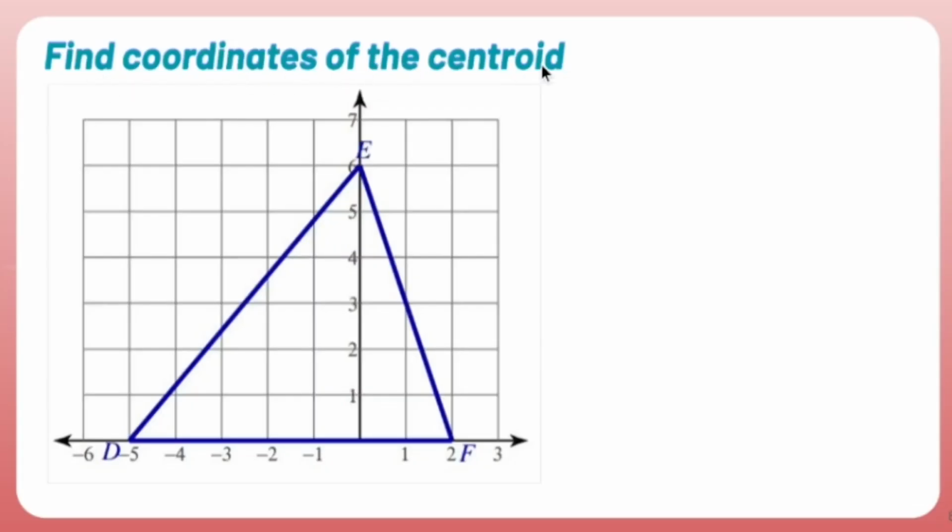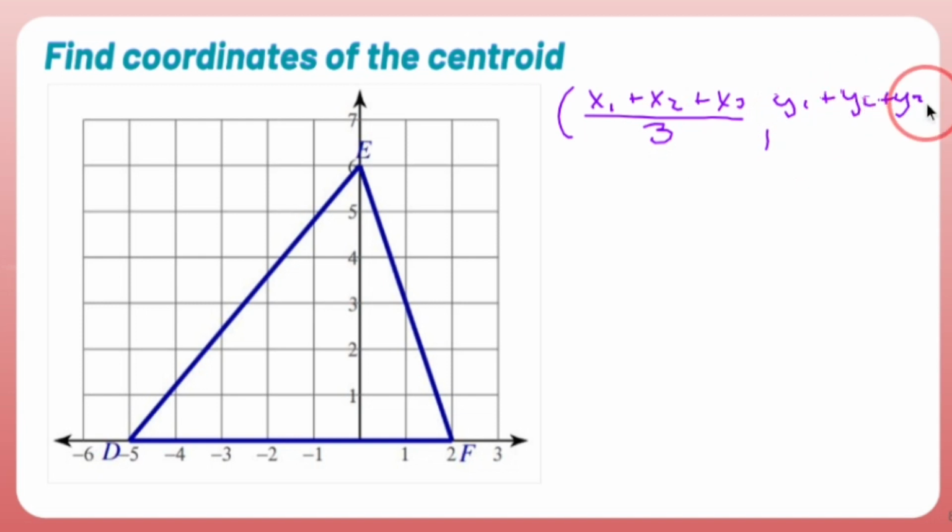Find the coordinates of the centroid. The centroid is found by basically connecting the midpoints to all of the angles. There's a lot of mid stuff going on here, so it makes sense that you take all of the x values. I'll label them x sub 1, x sub 2, and x sub 3. You add all three of them up and divide by 3. It's basically finding the average. Do the same thing with the y values: y sub 1, y sub 2, y sub 3. Add them up, divide by 3.